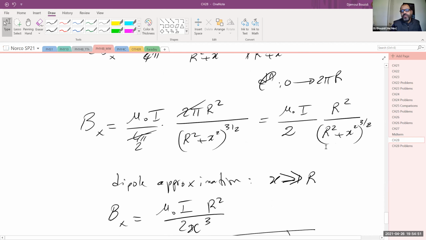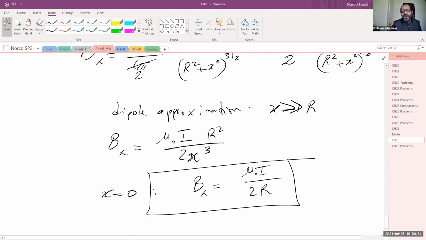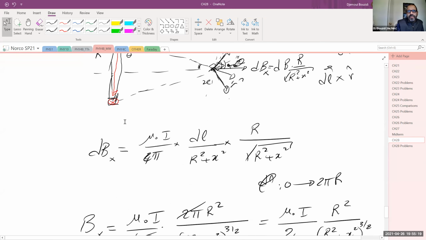If you are far away from the loop, then in this case, you just go back as if it's a dipole approximation. By the way, in this case only, look at this expression very carefully. I'm glad you mentioned that. I times r squared, times pi, is the area of the loop. So pi r squared is the area of this loop.